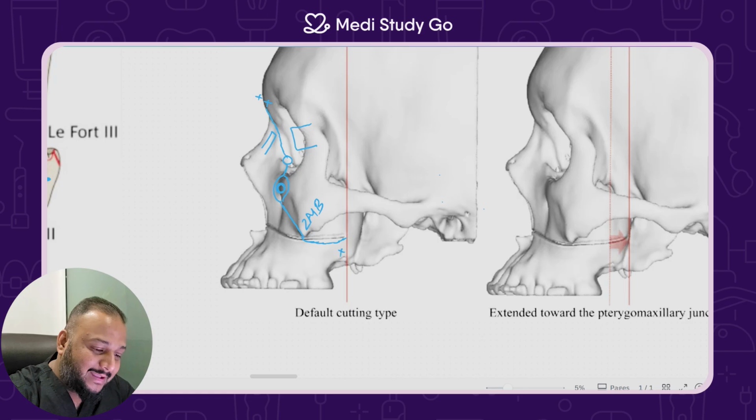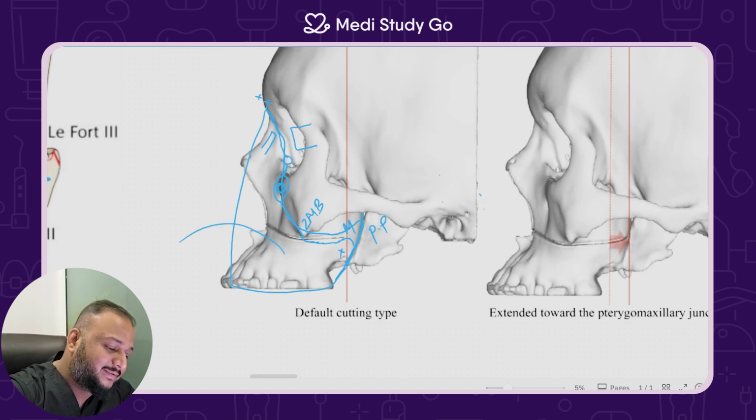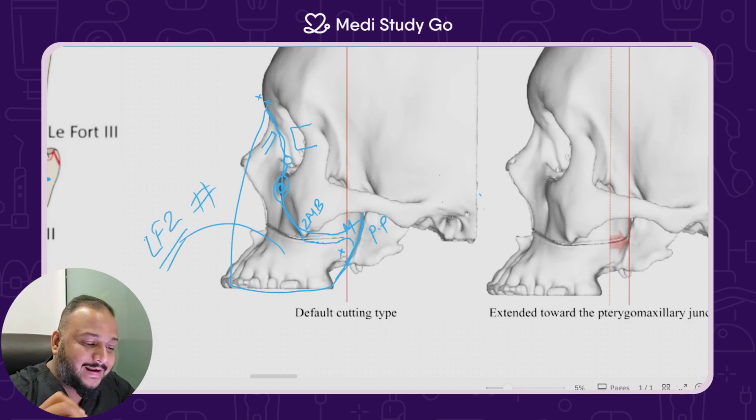This is the pterygoid hamulus where I've marked, and then this is the junction between the maxilla and the pterygoid plates. So this fractures the junction between maxilla and the pterygoid plates, and then this entire segment of the body or the face is mobile. So this particular fractured fragment is called a Lefort 2 fractured fragment.